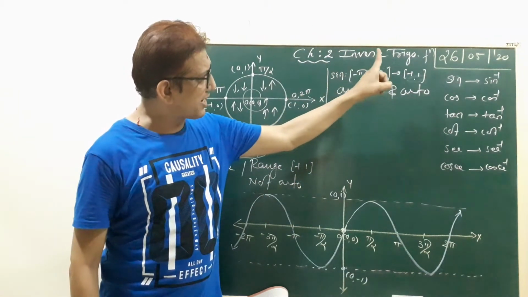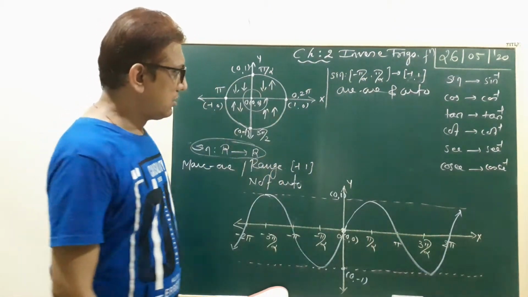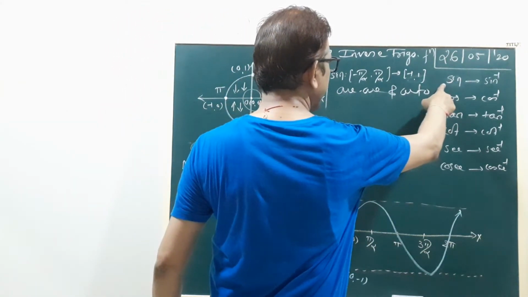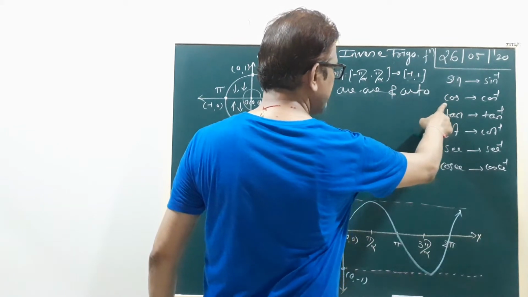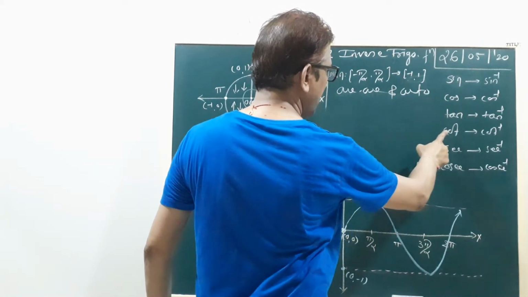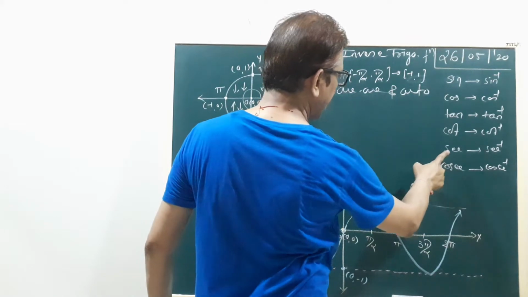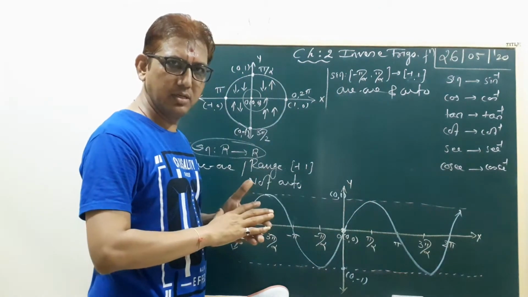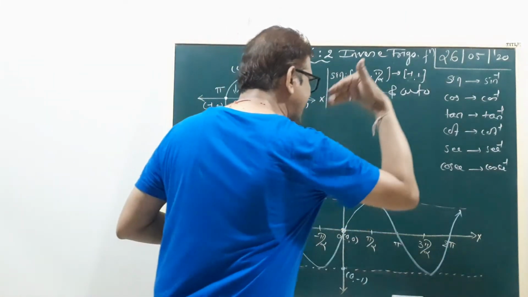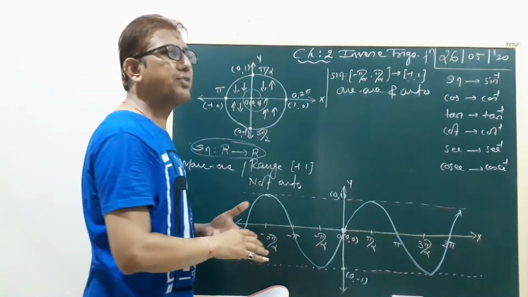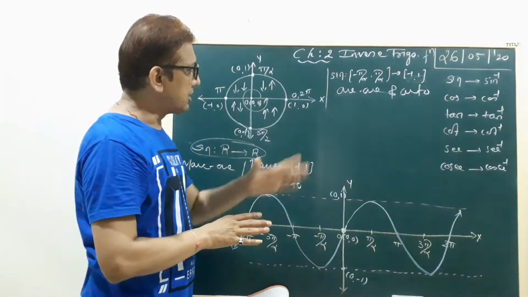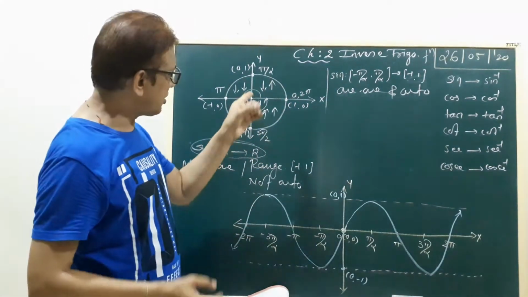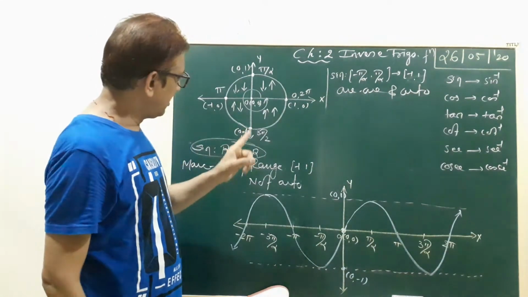Inverse trigonometric function. We have 6 functions in trigonometry: sine, cos, tan, cot, sec and cosec. Total 6 trigonometric functions. Now we have to find 6 inverse trigonometric functions. But first we discuss the 11 science revision in trigonometry. Right? Look here.